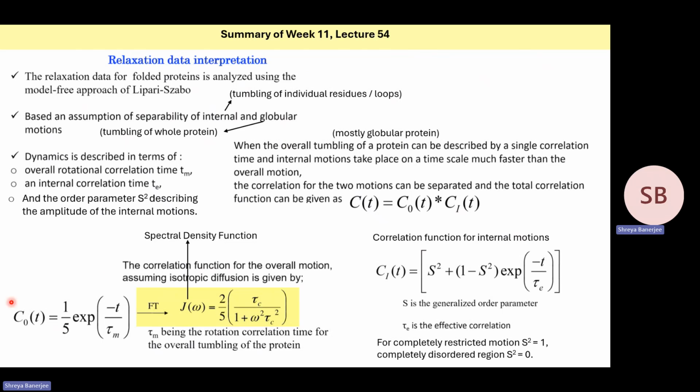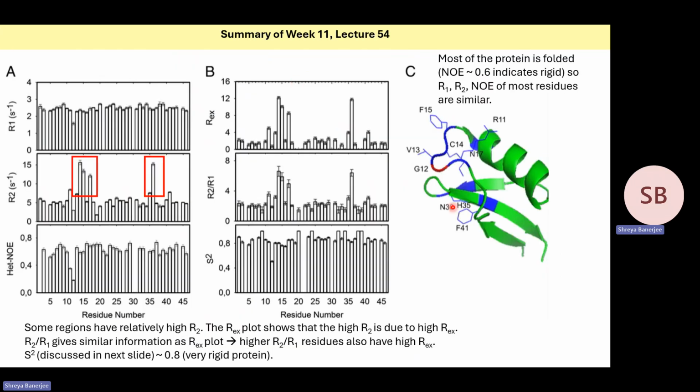This is something we have seen before. We have defined the correlation function before, which was 1/5 exponential of minus t by tau m. If you do the Fourier transform of the correlation function, you will find the spectral density function, which can be related to the correlation time. These are things we have defined before. Now, using the Lipari-Szabo model, we are first assuming a mostly globular protein, that is, a protein where there is no flexible fragment hanging out like an N or C terminal tail. Most of the protein is folded, and it is called a globular protein.